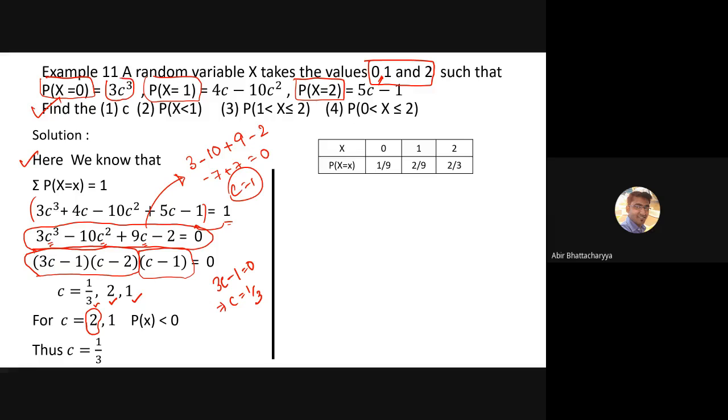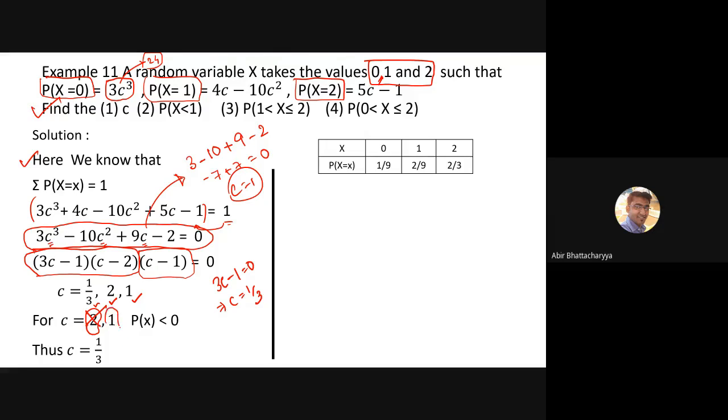Tell me. The first possibility will be 3C cube. 3C cube means 3 times 8, since C cube means 2 cube, and 2 cube means 8. 3 times 8 means 24. Is it possible that the probability equals 24? Probability of x equals 0 is 24. It's not possible. So 2 is not possible. Okay, we will cancel this 2.